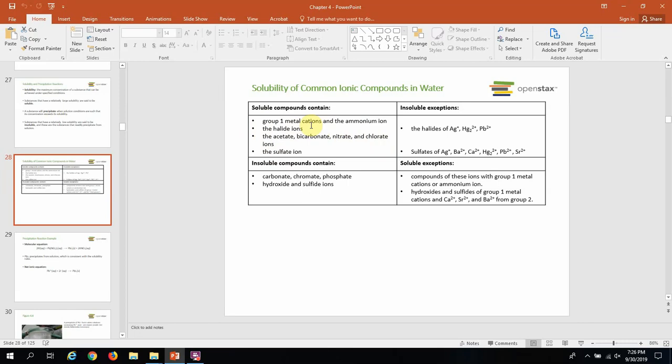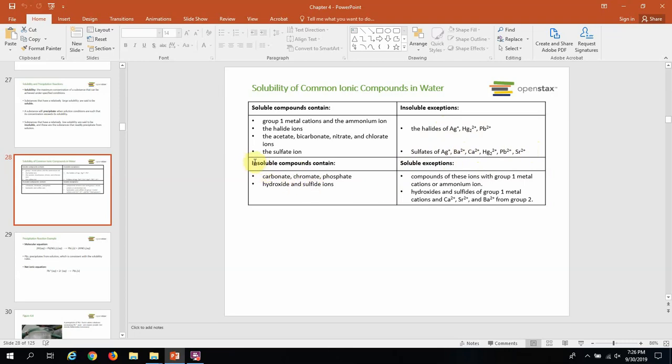The halides are usually soluble with these exceptions, and the sulfate ion is usually soluble with the exception of the same things that halides precipitate with, but also barium, calcium, and strontium. The odd one out in group 2 here is magnesium. Magnesium behaves very differently than calcium, strontium, and barium.